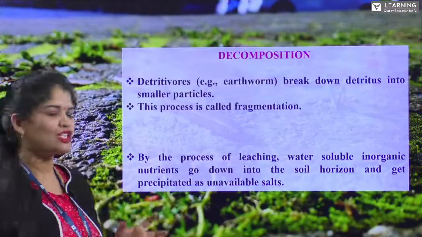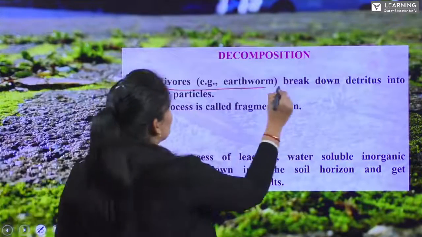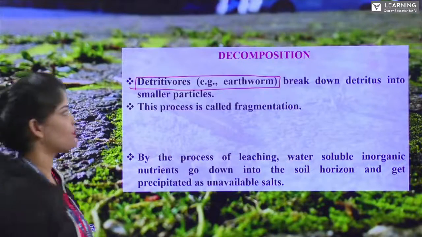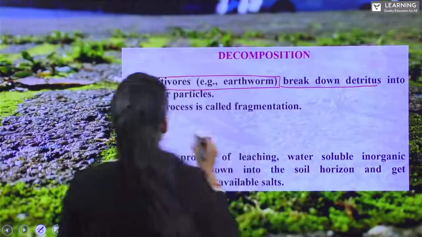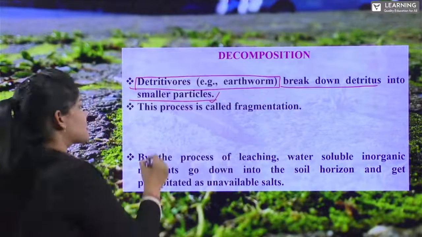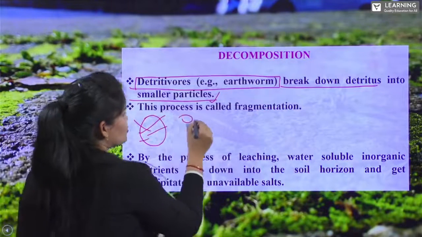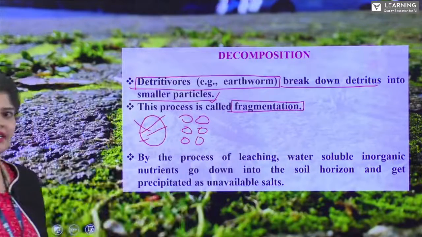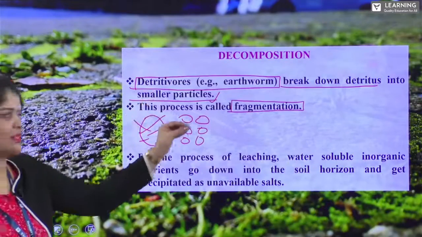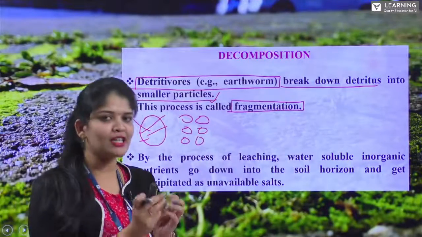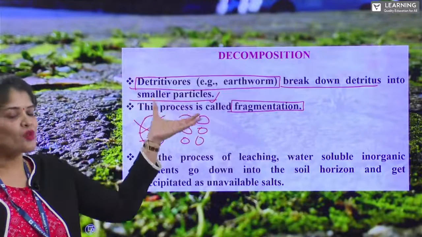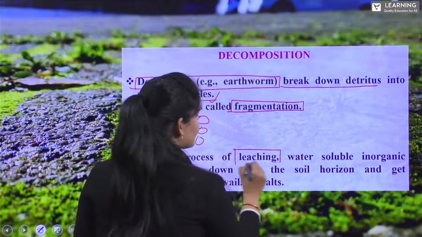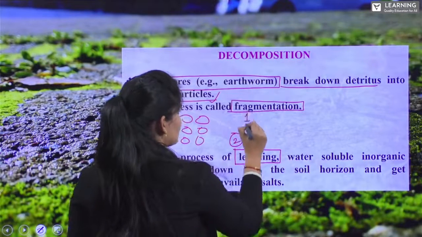First step is fragmentation, which is very easy to understand, where fragmentation is nothing but breakdown of detritus into smaller particles. The detritus is broken down to give rise to smaller particles, and this is called fragmentation. This is very, very simple. And here, detritivores, for example earthworms, break down all the detritus into smaller particles, and this process is called fragmentation.